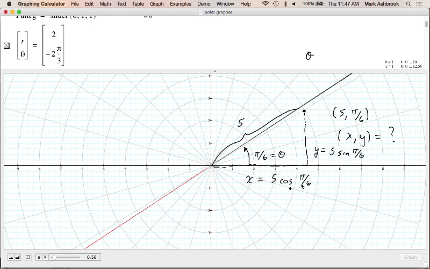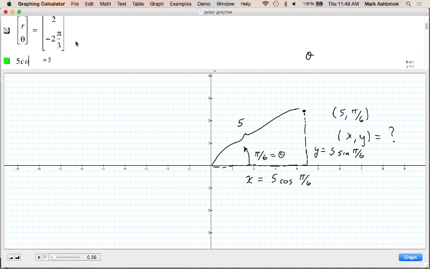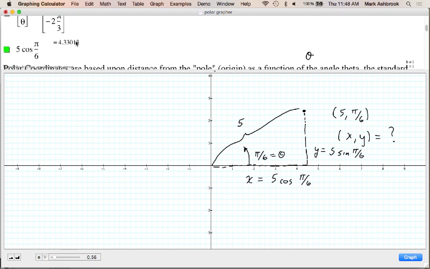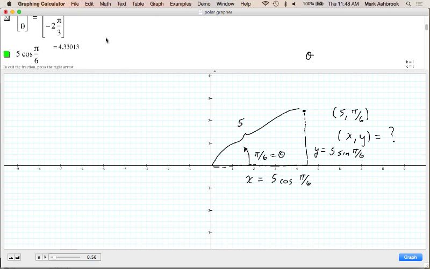You're saying that 5 cosine pi over 6 should be something like around 4.5, and 5 sine pi over 6 should be something like 2 point something. Let's see. There we go. So 5 cosine pi over 6 is about 4.33, and 5 sine pi over 6 is 2.5.